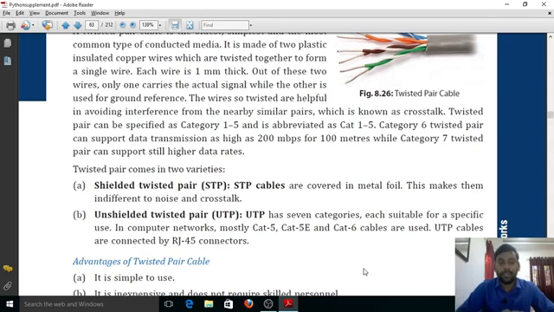From the name itself, shielded twisted pair has a shield, right? It is covered in metal foil. This makes it insensitive to noise and crosstalk. That means we can avoid crosstalk or interference to a great extent when we use shielded twisted pair. But the problem is that it is somewhat costly.